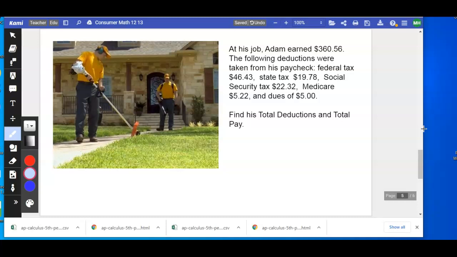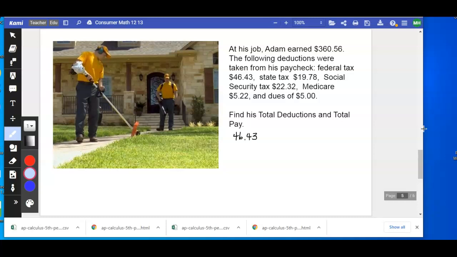Okay, so here's an example. At his job, Adam earned $360.56. The following deductions were taken from his paycheck: federal tax, state tax, Social Security, Medicare. What we want to do is add up all of these deductions, and that's going to be the total deductions. So I'll just list them out.